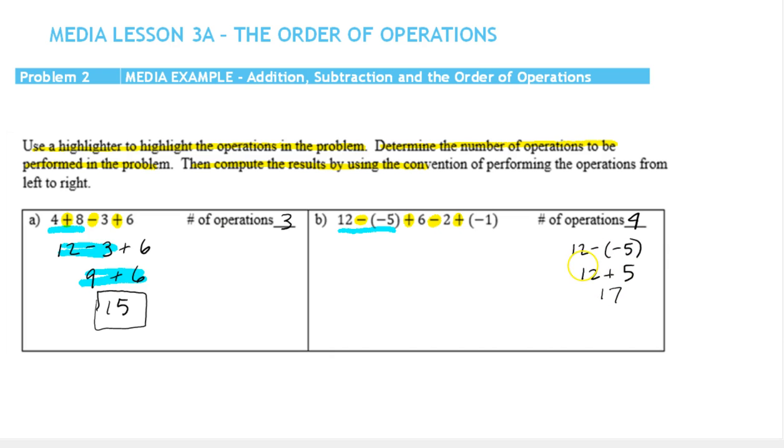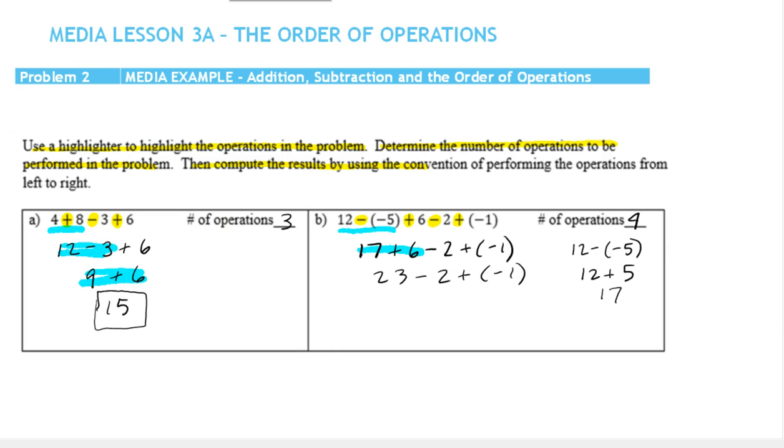So I did that over here so it doesn't interrupt the flow of this problem. I can just replace this with 17, and now I'm going to copy down the rest of the problem. Plus 6 minus 2 plus negative 1. Now here's our next operation. 17 plus 6 is 23. 23, and now I want to copy down the rest, minus 2 plus negative 1.